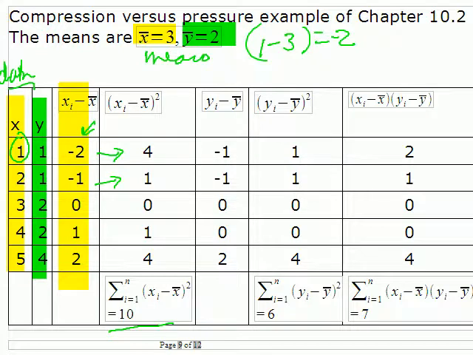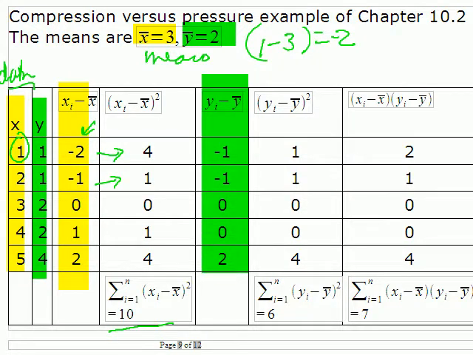Now I'm going to do the same thing with the y's. So I'm looking at the y value here minus the mean for y, and I get these values. Then I move over to this column. I square every one of those values and add them up and I get a 6. I'm going to use that.